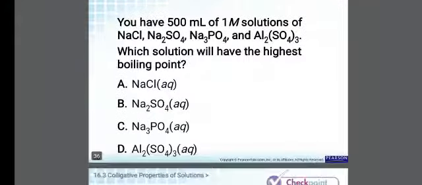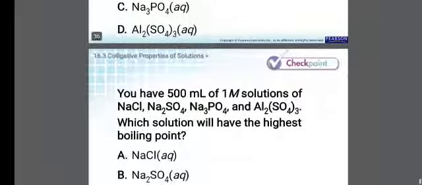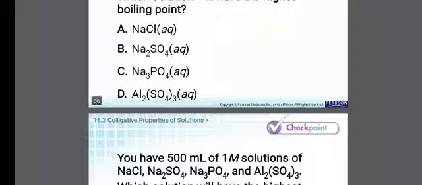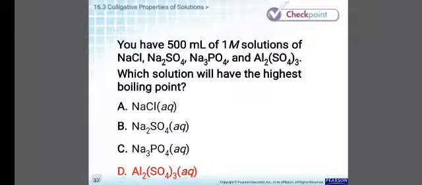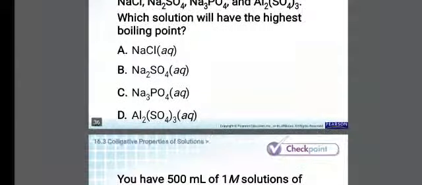This is a numerical based on the boiling point. You have 500 ml of 1 molar solution of NaCl, sodium sulfate, sodium phosphate, and aluminium sulfate. Which solution will have the highest boiling point? The answer to this question is that aluminium sulfate has the highest boiling point.